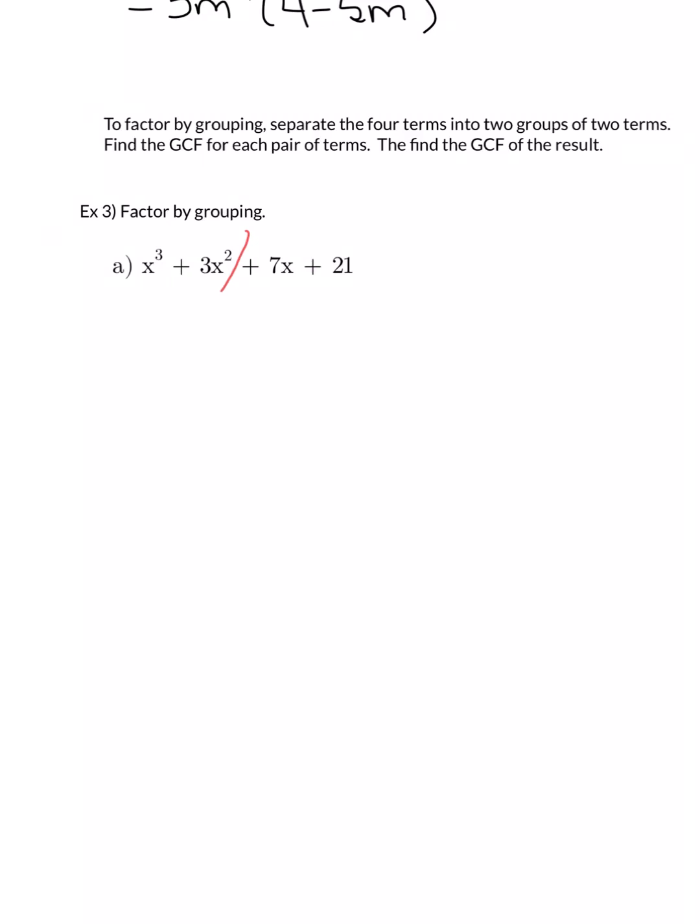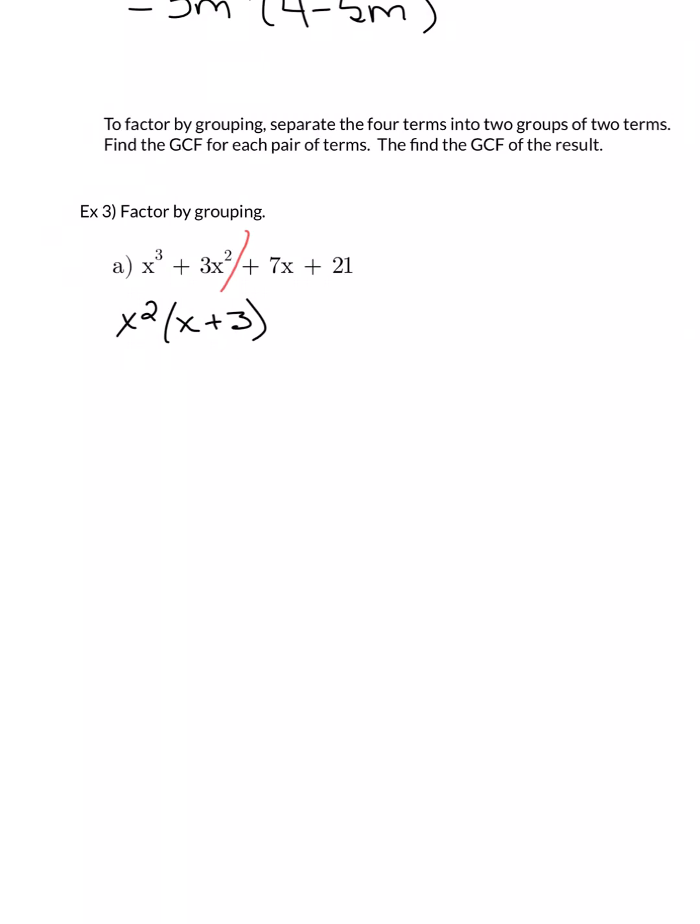Now, we're going to take out the common factor in each of the pairs of terms. So in looking at x cubed plus 3x squared, what's the GCF? X squared is the GCF. If I take x cubed divided by x squared, I will have x left. If I take 3x squared divided by x squared, I will have plus 3 left.